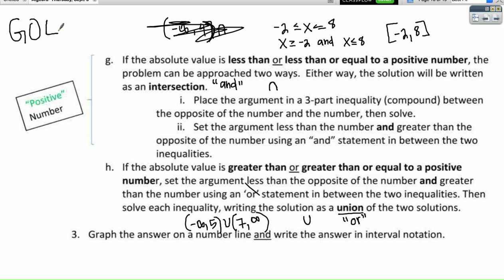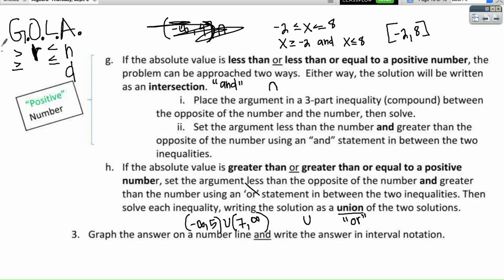Go LA, maybe some of you will say GOLA, I don't say that, but go LA. Once I clean up the inequality and I have the absolute value expression by itself, if I'm left with a greater than or equal to symbol, I know this is supposed to be an or inequality. If I have cleaned everything up and the absolute value expression is alone and I have a less than or equal to symbol, that is really supposed to be an and inequality.